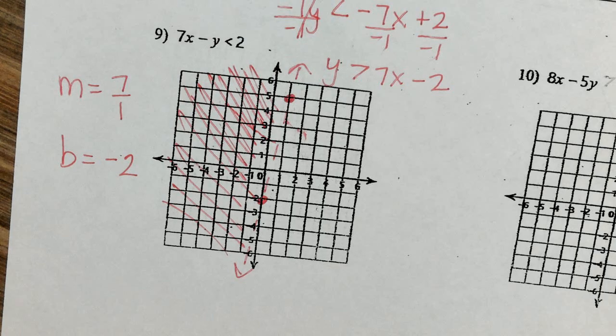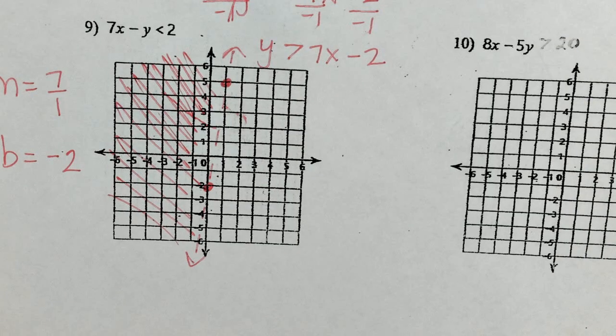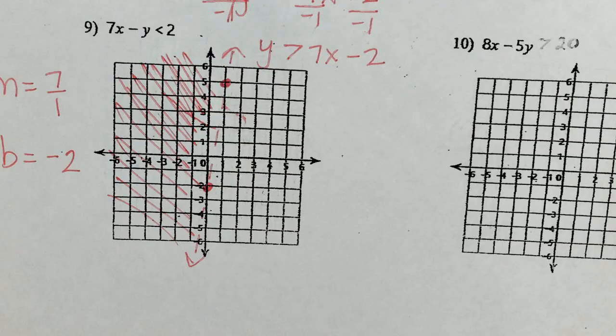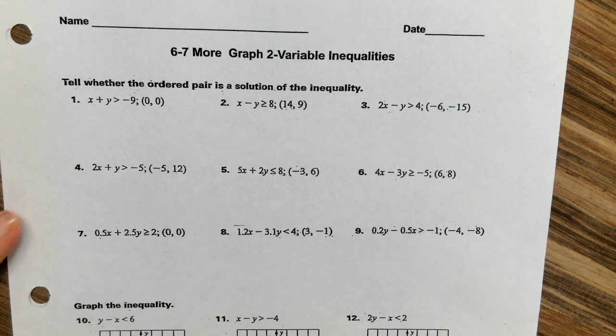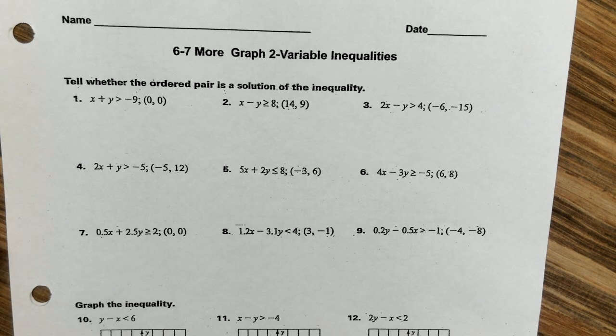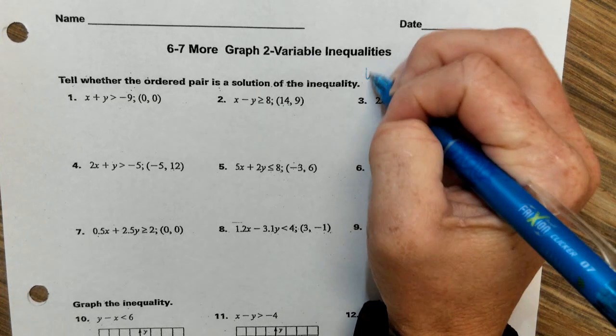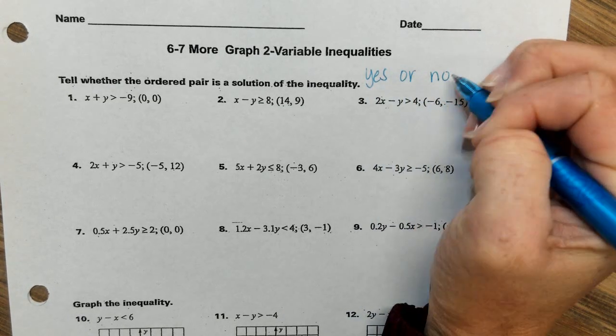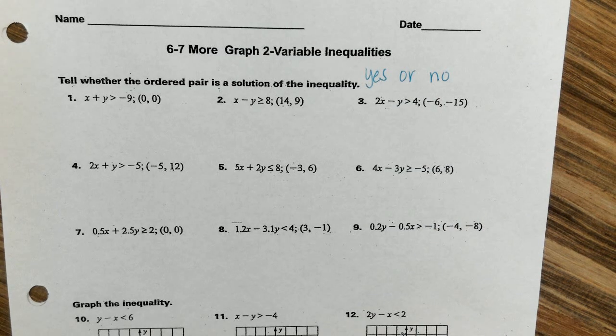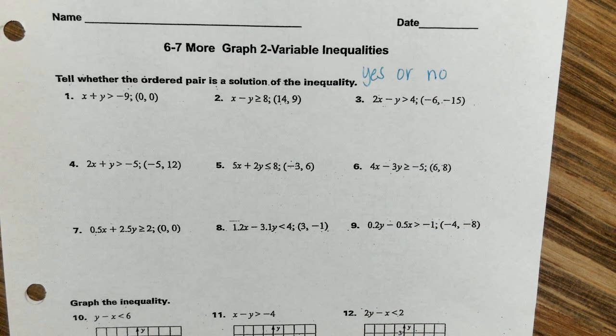Okay, I'm going to get you your assignment. We are going to do the whole paper, 1 through 21. The reason it's all spread out is because I gave you room to do your work. On 1 through 9, it says, tell whether the ordered pair is a solution. So your answer will be yes or no. I will do one with you. Which one do y'all want to do? Okay, number 9.